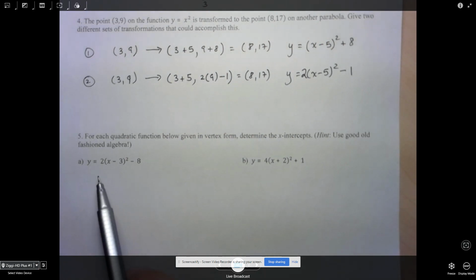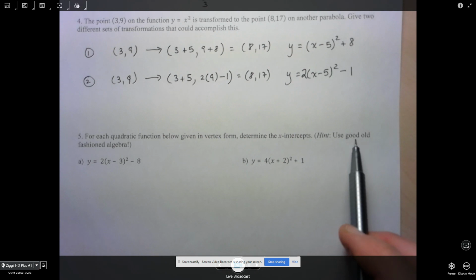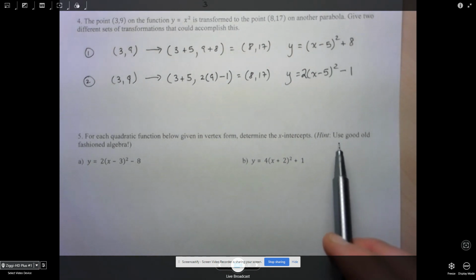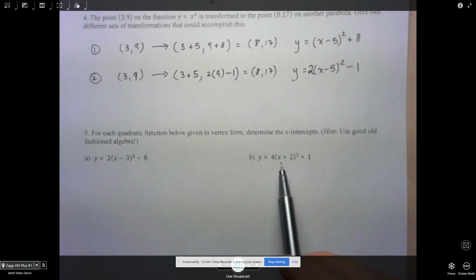When you're in this form, the hint I give you is to use good old-fashioned algebra. This is actually something you could have accomplished back in grade 9. Nothing fancy here. Just make sure you're following your rules of arithmetic and algebra correctly. So take 5-6 minutes to work on these, and then we'll take them up in a little bit. Please stop the video now.